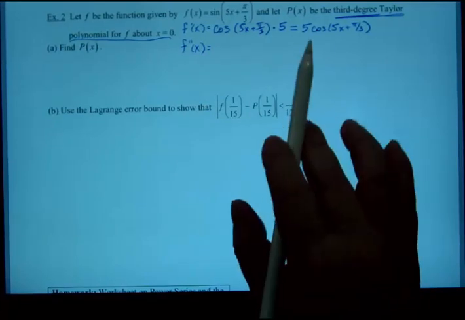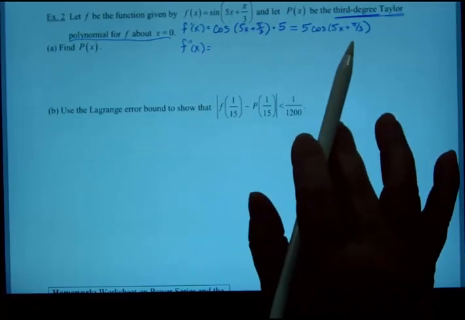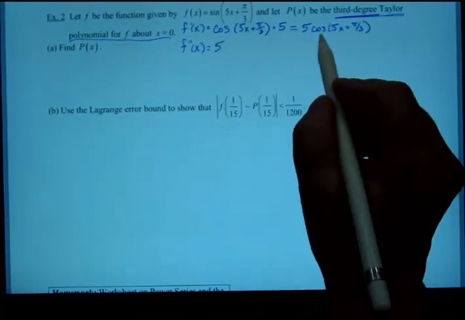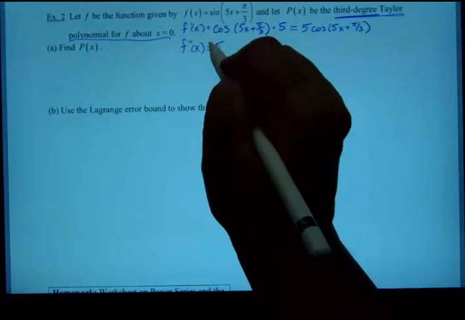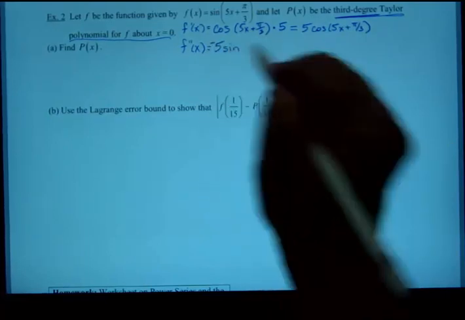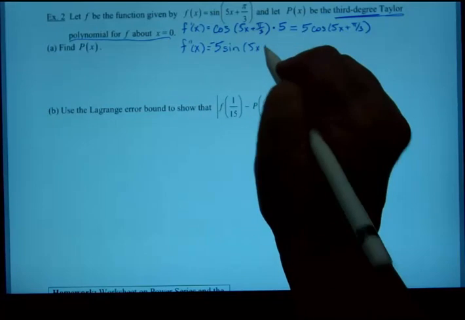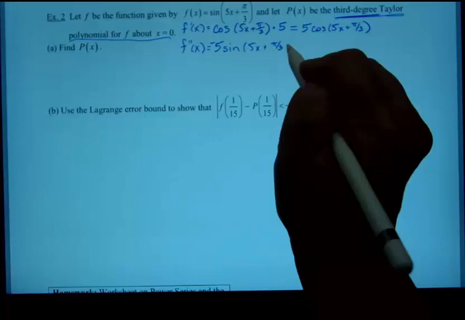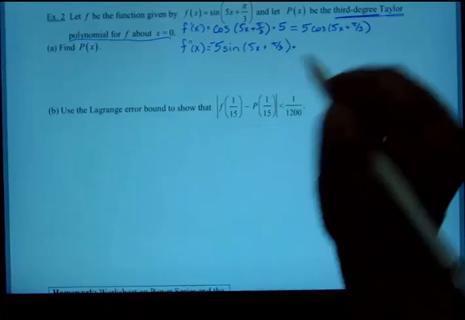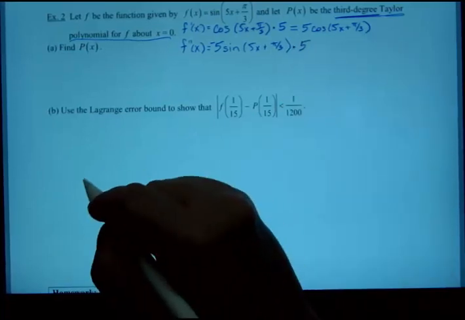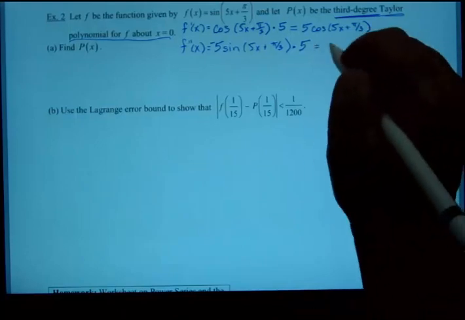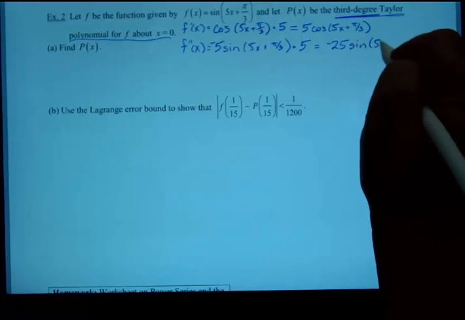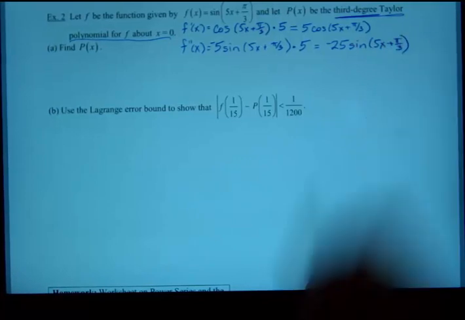When you take the derivative of this answer, the 5 just sits there. What's the derivative of cosine again? Negative sine. So negative put in front of the 5. Sine 5x plus pi over 3. Times another 5. Negative 25 sine 5x plus pi over 3. Okay?